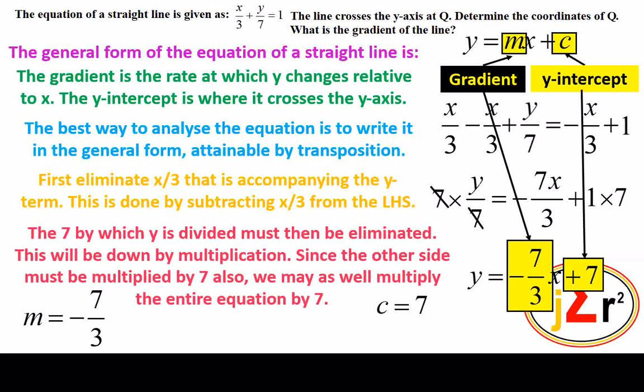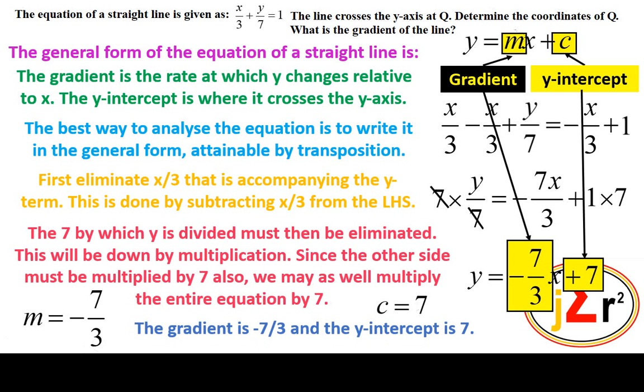Now, what we have here is by no means the coordinates of the y-intercept or the coordinates of q as required in the statement of the problem, but we are not done yet. The gradient is negative 7 over 3, and the y-intercept is 7.